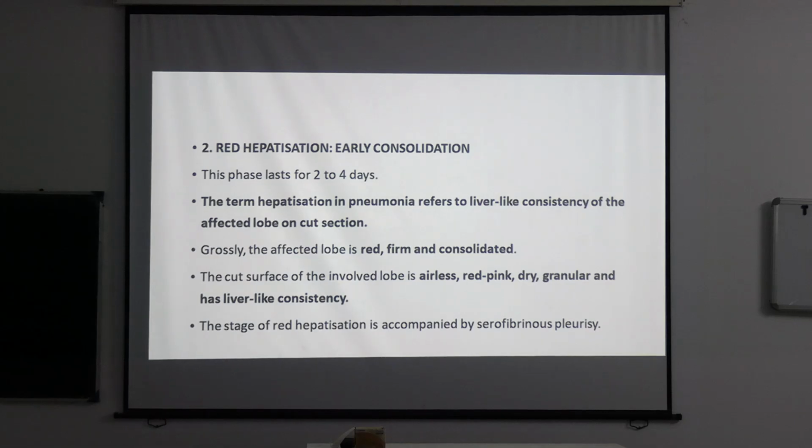Now the second stage, red hepatization or early consolidation. This phase lasts for 2 to 4 days. The term hepatization in pneumonia refers to the liver-like consistency of the affected lobe on dissection. Grossly the affected lobe is red, firm, and consolidated. The cut surface of the involved lobe is airless, red-pink, dry, granular, and has liver-like consistency. That's why it is called red hepatization.